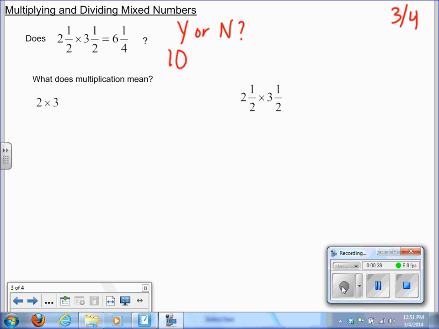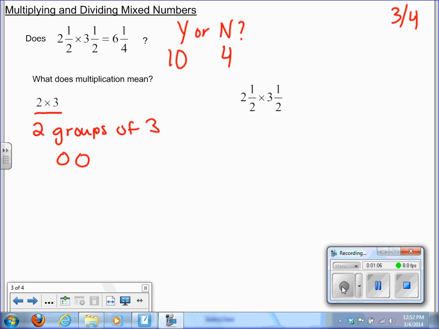4 kids say no. Okay, well remember, it doesn't matter. We'll investigate now and see what the true answer is. Is it 6 1/4 or is it something different? In order to do that, let's start with 2 times 3. Who can tell me a sentence of what does 2 times 3 mean? Isabel? 2 times 3 means 2 groups of 3. Good.